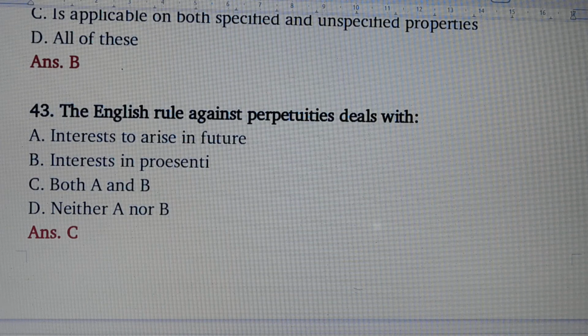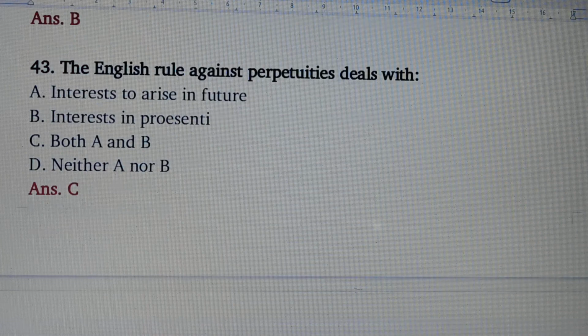Question number 43. The English rule against perpetuities deals with. Answer is option number C. Both A and B means option A interest to arise in future, option B interest in praesenti.